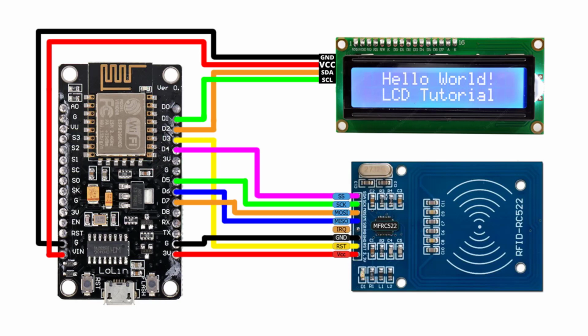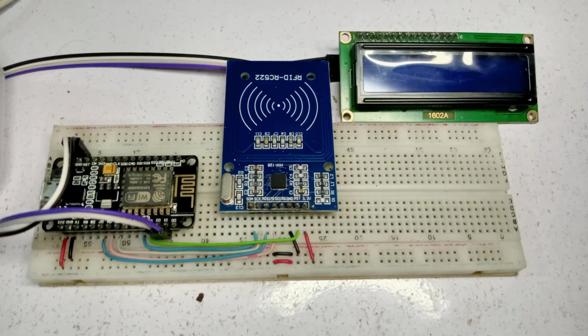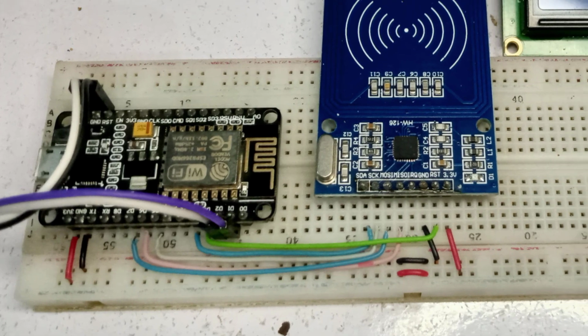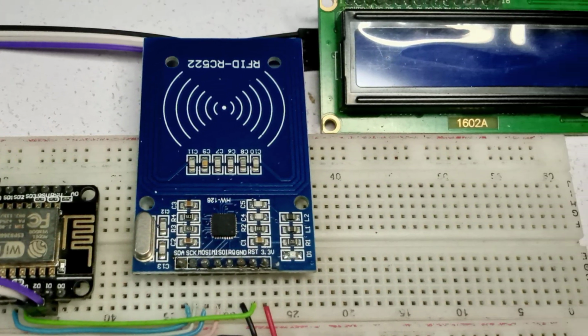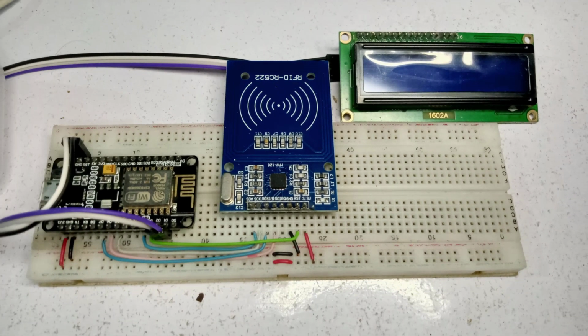Next, here is the wiring diagram. Make sure you power the LCD module using the VIN pin and power the RFID reader module using the 3.3 volts pin of the NodeMCU. Next, I have already connected the LCD and RFID reader module to the NodeMCU. Make the connections carefully as per the wiring diagram.